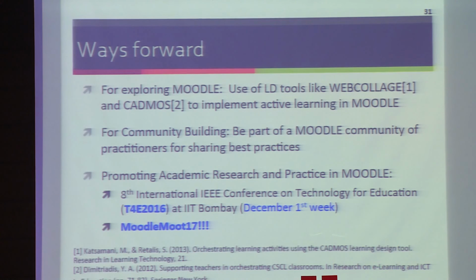Some of the ways forward: there are some external learning design tools like WebCollage and Cadmos, where we can actually implement active learning within an online classroom setting. I would love to experiment using these. For community building, we are planning to start a Moodle site for the entire community, promoting academic research and practice in Moodle. There is the 8th International IEEE Conference on Technology for Education, T4E 2016, which is happening at IIT Bombay in the first week of December. That is one place where we see different education technologies being used. And of course, MoodleMoot 2017, I'm eagerly looking forward to it.